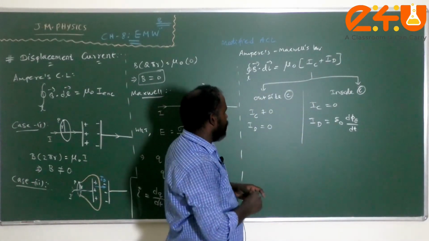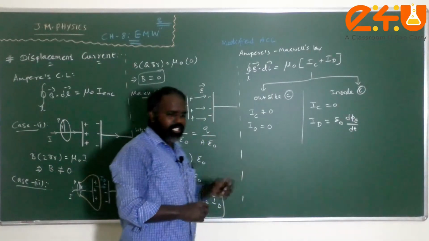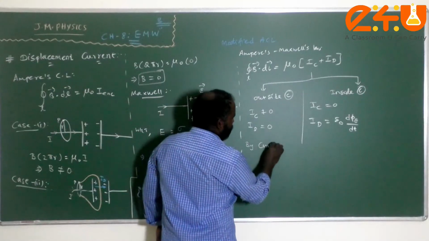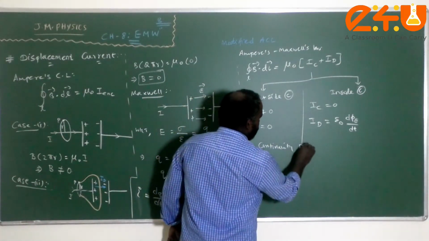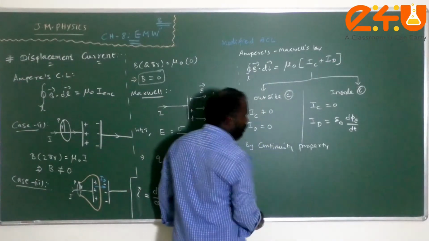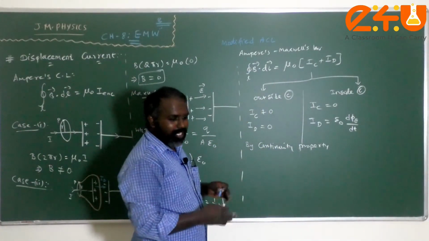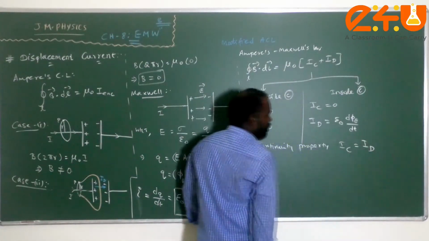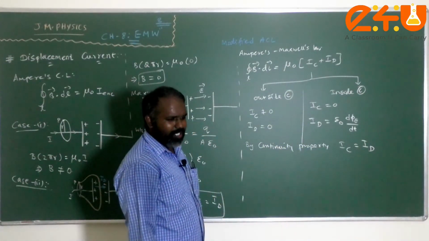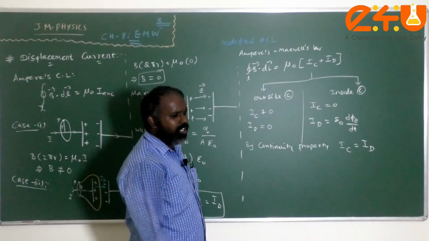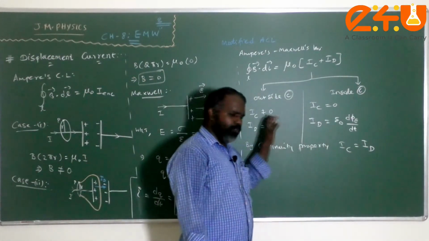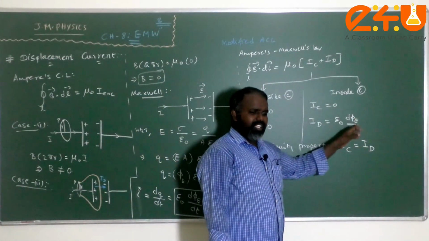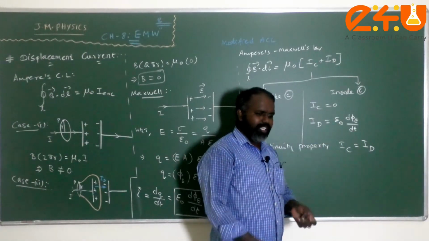So whatever may be the case, in order to satisfy the continuity property, the origin may be different, but the magnitudes of the conduction current and the displacement current are equal. Magnitudes of the conduction current and displacement current are what, children? Equal, but the origin will be different. Conduction current is due to the flow of electrons, but the displacement current is due to the change in electric flux between the plates of the capacitor.